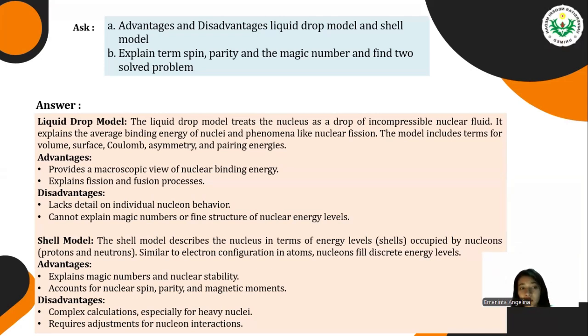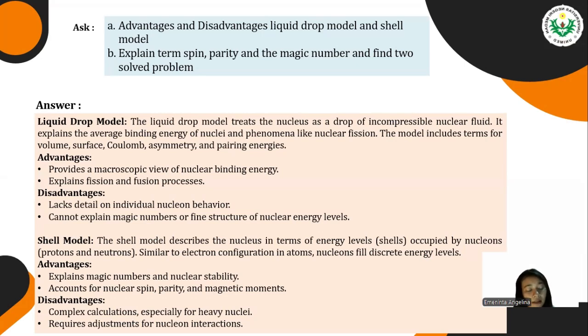The liquid drop model treats the nucleus as a drop of incompressible nuclear fluid. It explains the average binding energy of nuclei and phenomena like nuclear fission. The model includes terms of volume, surface, Coulomb, asymmetry, and pairing energy. The advantages of the liquid drop model: it provides a macroscopic view of nuclear binding energy and explains fission and fusion processes.